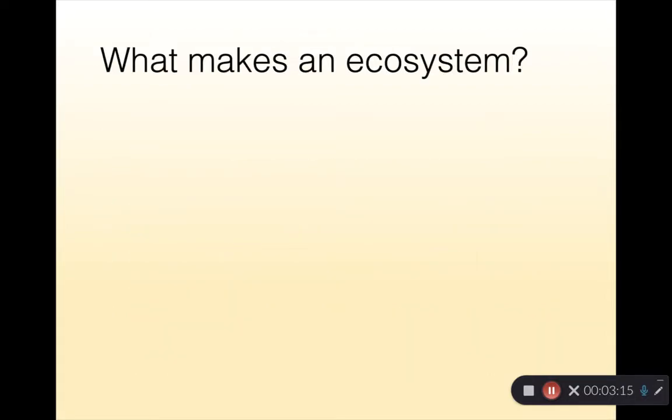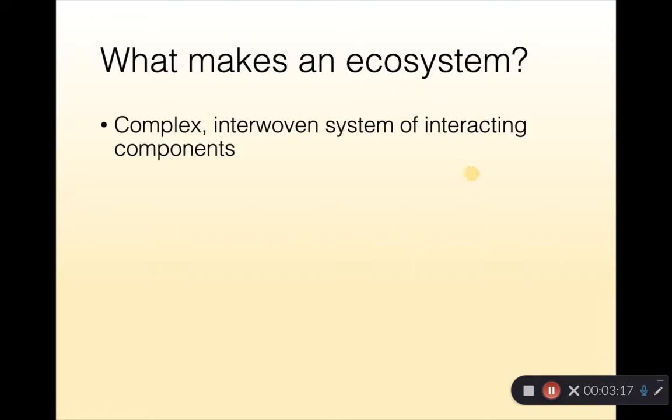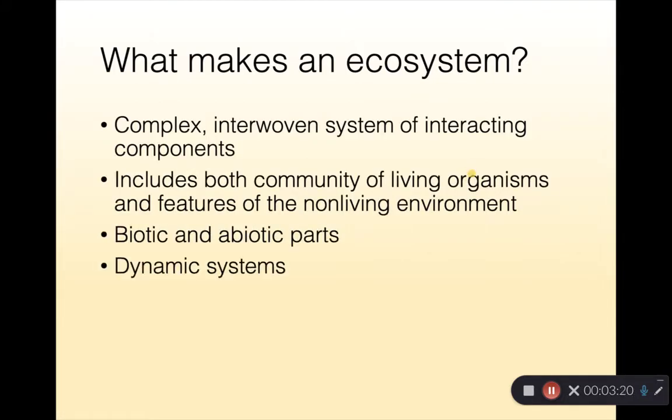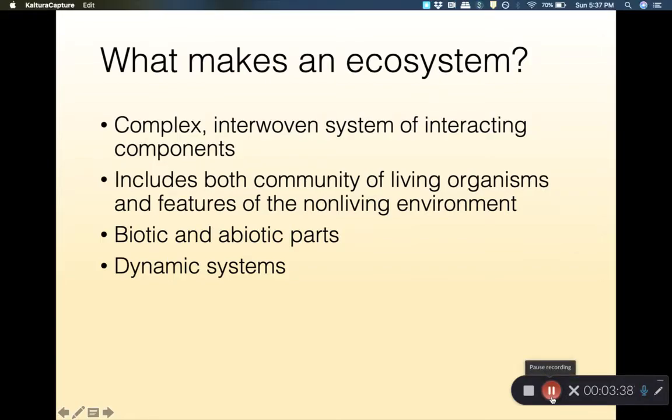First off, we really want to understand exactly what an ecosystem is. Ultimately, an ecosystem is a dynamic system made up of complex interacting components that include both biotic and abiotic counterparts. So we're not just talking about living organisms in this case. We're thinking about living organisms, non-living parts of an ecosystem, and how they interact with one another.